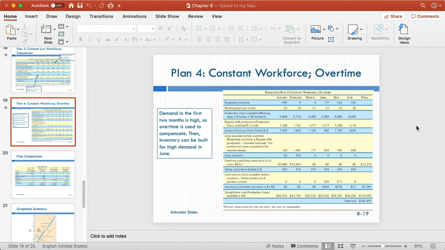Okay, the regular hours is 8 hours per day, right? But probably in those specific months, if you need to produce more, you need to let those workers work more than 8 hours. But you have to pay more for the overtime, right? You have to pay more for the overtime. That's how it works. Okay.